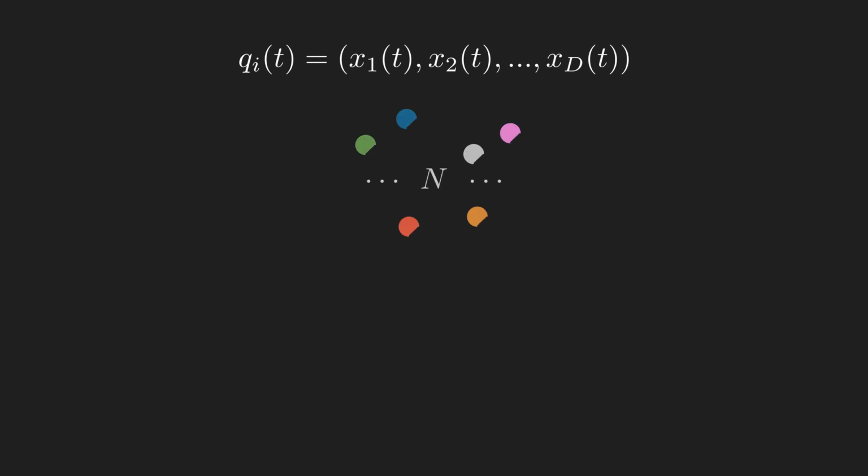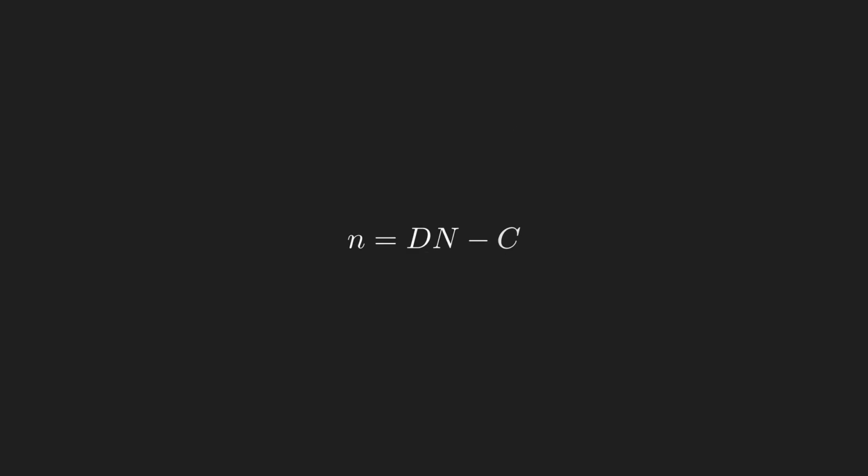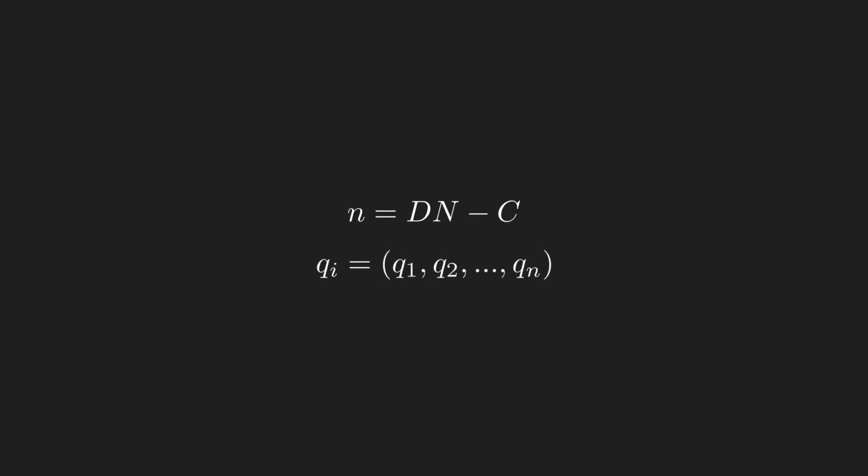More specifically, for d spatial dimensions, n particles, and c constraints, the degrees of freedom of a system is d times n minus c, which also turns out to be the ideal number of generalized coordinates.